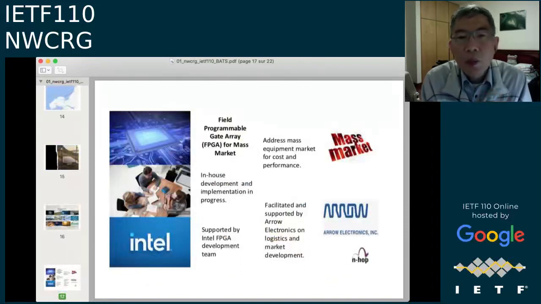Okay, currently we are building an FPGA to implement the BATS coding algorithm. And for this project, we are working with Intel and Aero Electronics. Okay, next, please.